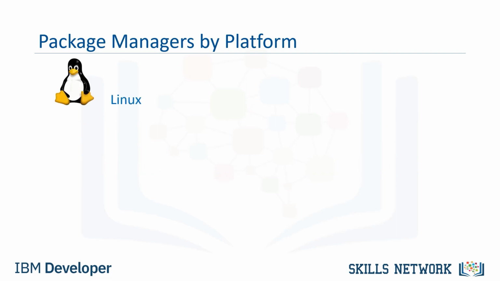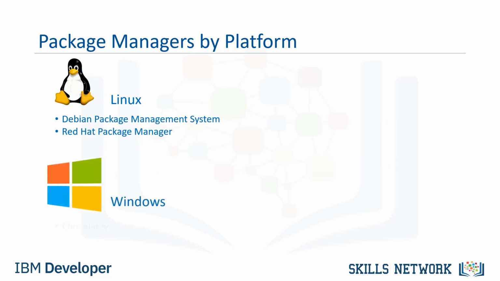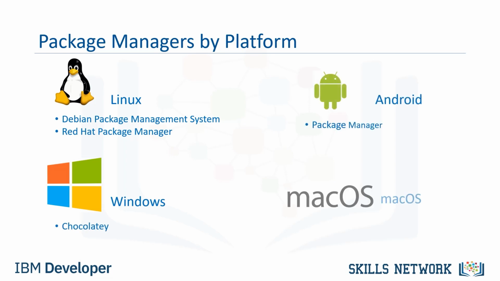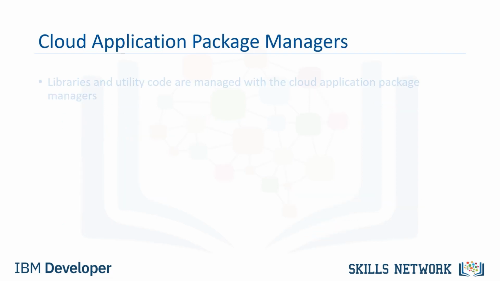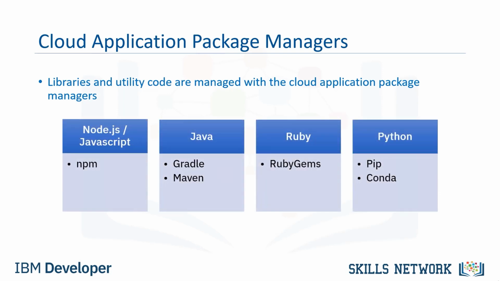On Linux, Debian Package Management System, or DPKG, Red Hat Package Manager, or RPM. On Windows, Chocolatey. On Android, Package Manager. On Mac OS, Homebrew and MacPorts. Any libraries or utility code that is developed as part of the application is managed with the Cloud Application Package Managers. Here are some examples of package managers for popular languages.